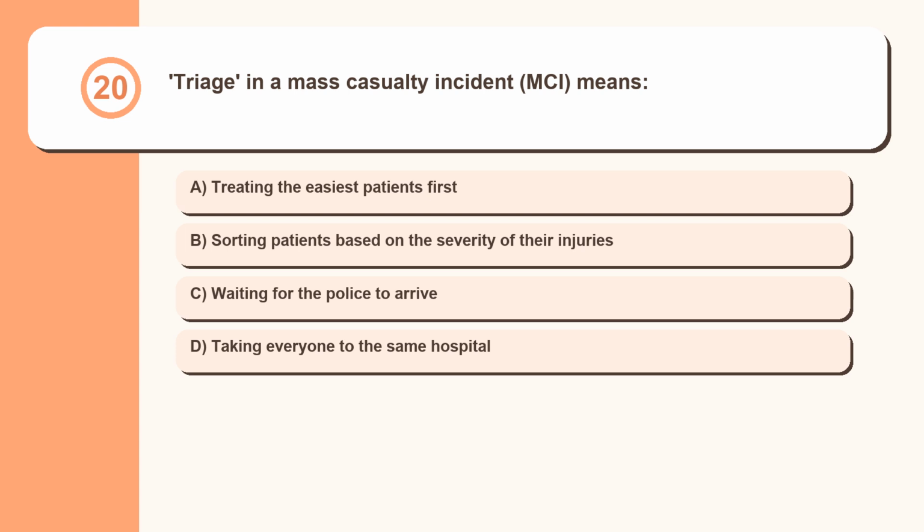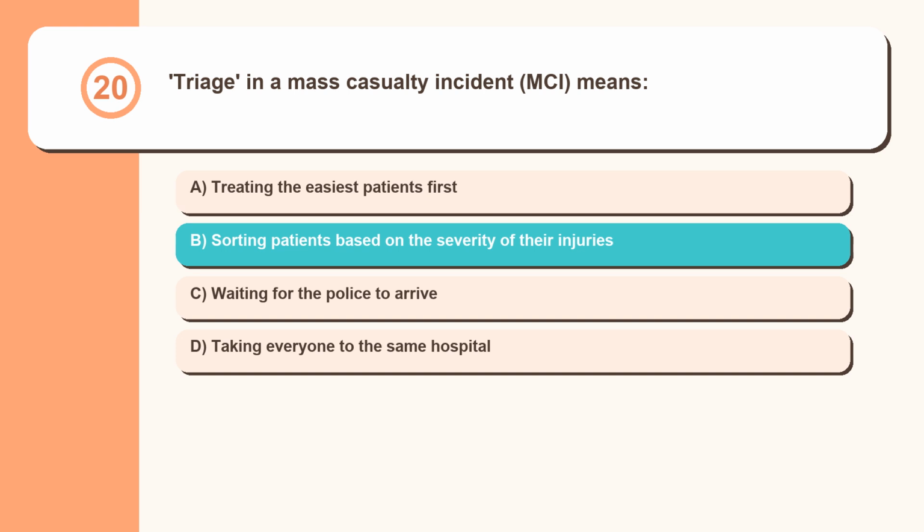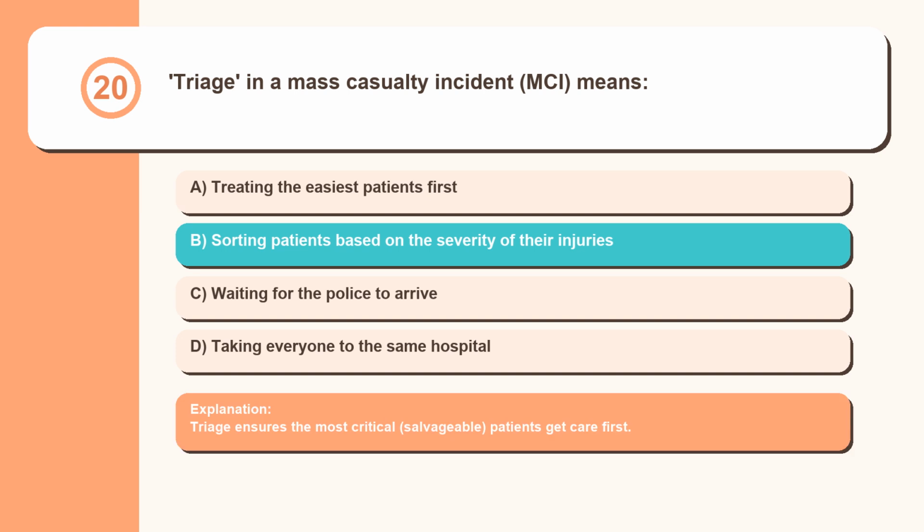Question 20. Triage in a mass casualty incident (MCI) means treating the easiest patients first, sorting patients based on the severity of their injuries, waiting for the police to arrive, taking everyone to the same hospital. Triage ensures the most critical, salvageable patients get care first.